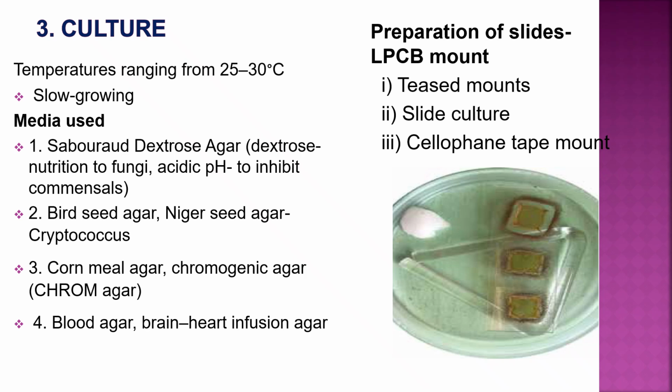In preparation of slides, there are LPCB mounts, or tease mounts, in which the colony is taken on a slide and a cover slip is applied. But here the morphology of the fungi gets distorted. Second, slide culture: on a slide, an SDA block is taken, the growth is done on it, and it can be seen under the microscope. Cellophane tape method: the cellophane tape is applied on the agar block and then put on the slide, and the growth and colony are seen. That is the cellophane tape mount.